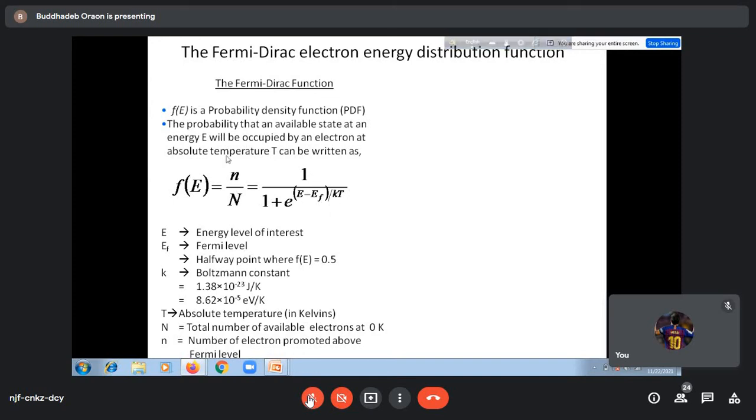Let me first explain the different terms here. E indicates the energy level of a particular electron. F indicates the Fermi level; we'll see what the Fermi level is. Then k indicates the Boltzmann constant, T the absolute temperature. Capital N is the total number of available electrons, and small n is the number of electrons promoted above the Fermi level. What is the significance? Let us see how this function looks at different temperatures and at different energy levels.